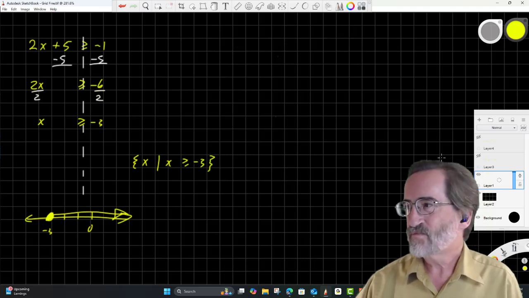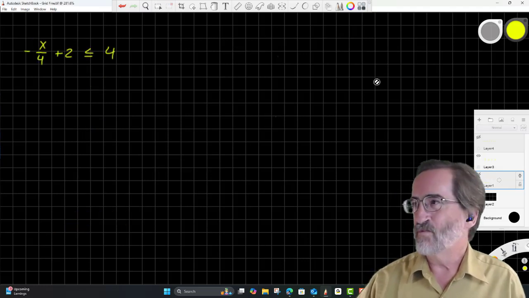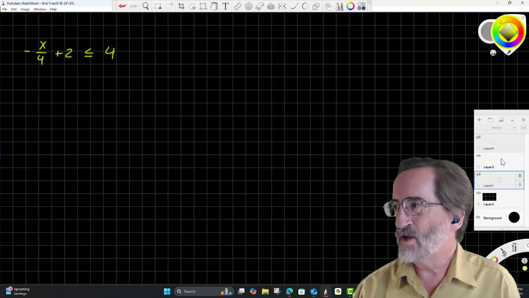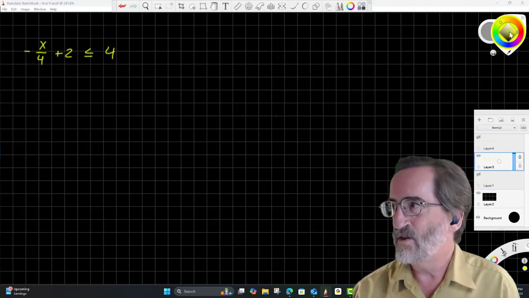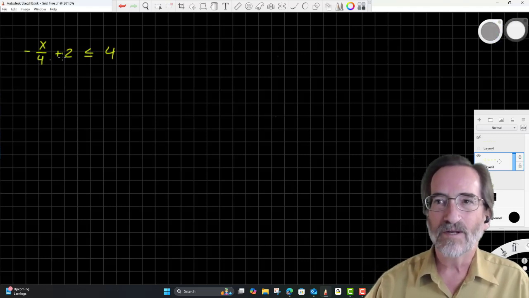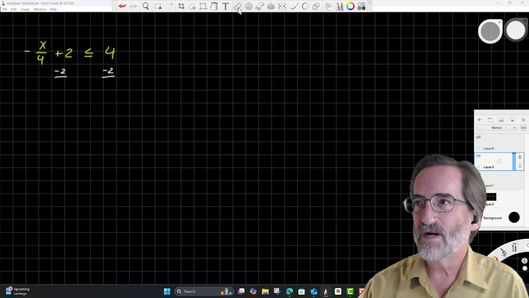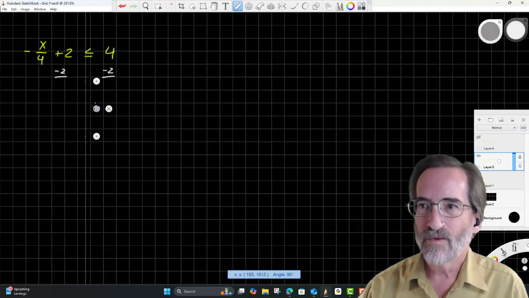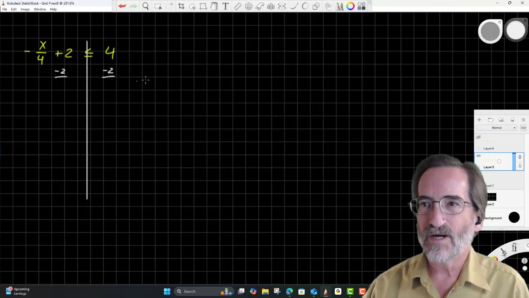Okay. Another example. This one we're going to use some multiplication by a negative because we have a negative under the 4 next to the x. So peel the onion. Opposite of +2 is -2. Do the same thing to both sides of the inequality symbol. Keep it balanced. Do the same thing to both sides.